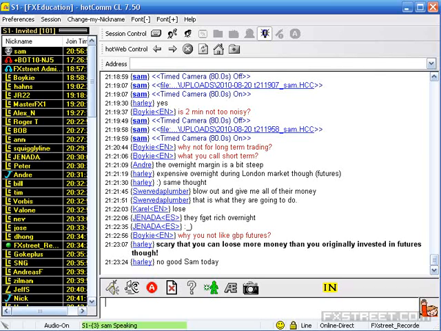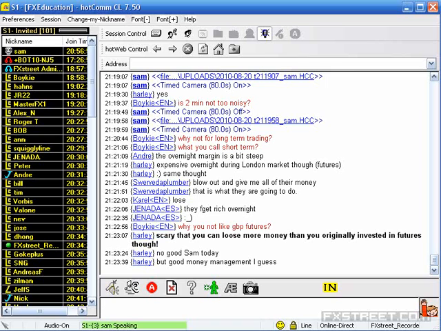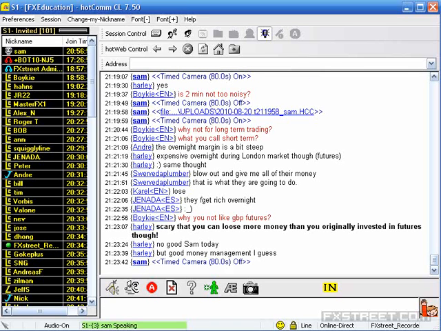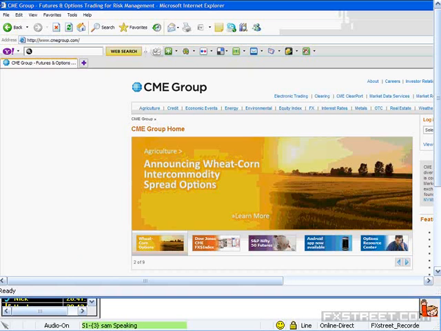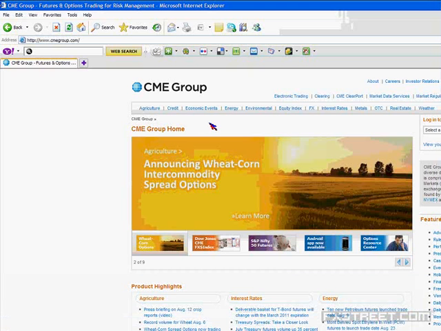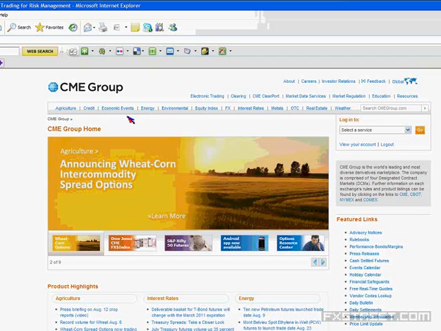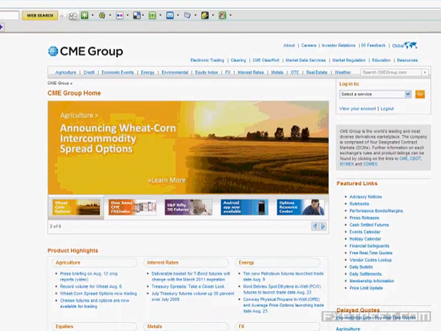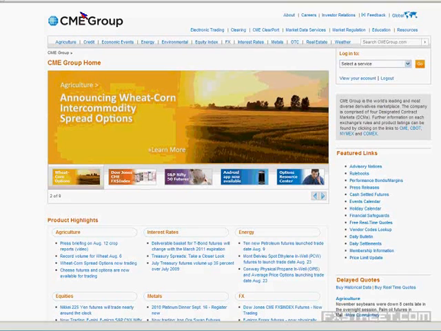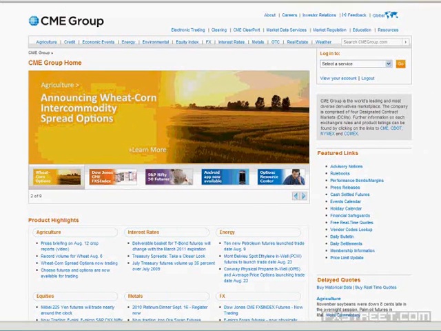Harley, I see your point there. Scary that you can lose more money than you originally invested in futures, though. Yeah, be careful with that, because in the old days, I suppose that could happen. Today, you have your margin. You have your initial margin, Harley, and then you have your maintenance margin. Do you know the difference?